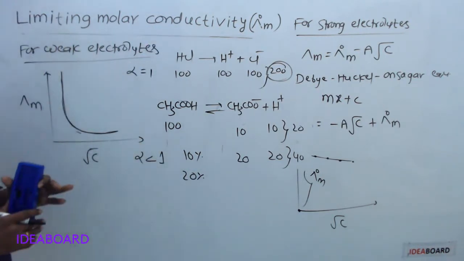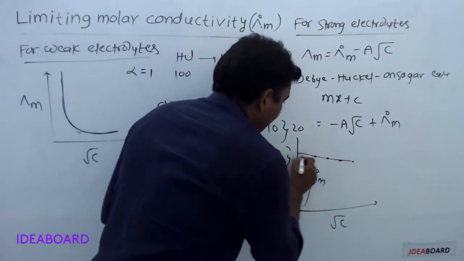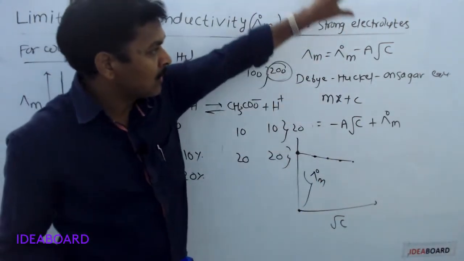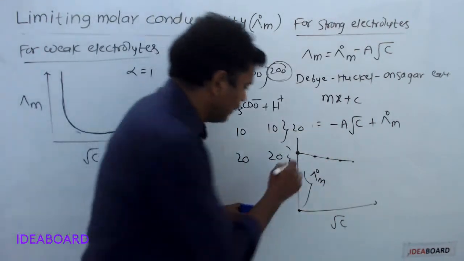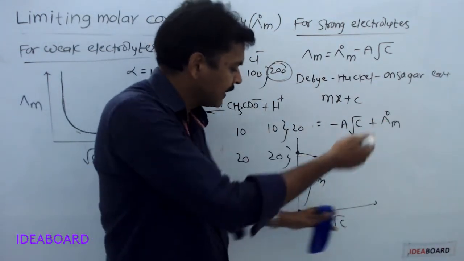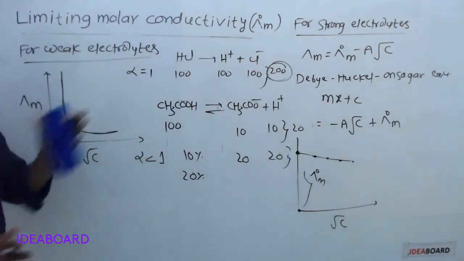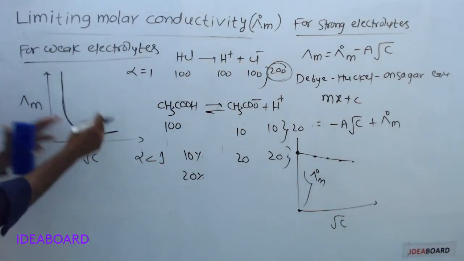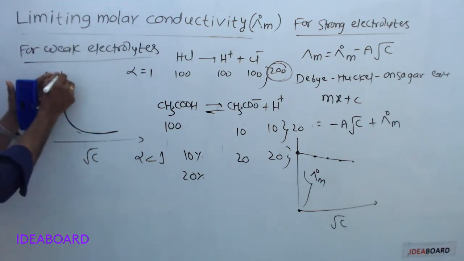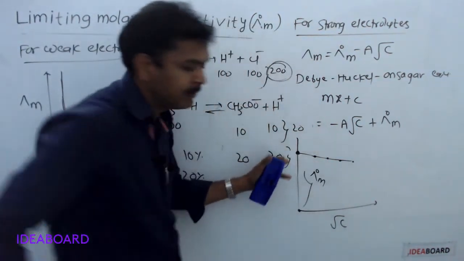By using this graph, we can calculate limiting molar conductivity. For strong electrolytes, limiting molar conductivity can be determined by using this graph, because at infinite dilution, means at zero concentration, it reaches this maximum value. Whereas in case of weak electrolytes, as dilution increases, molar conductivity keeps on increasing. This curve is not touching the y-axis, but here it is touching the y-axis. This point gives limiting molar conductivity.